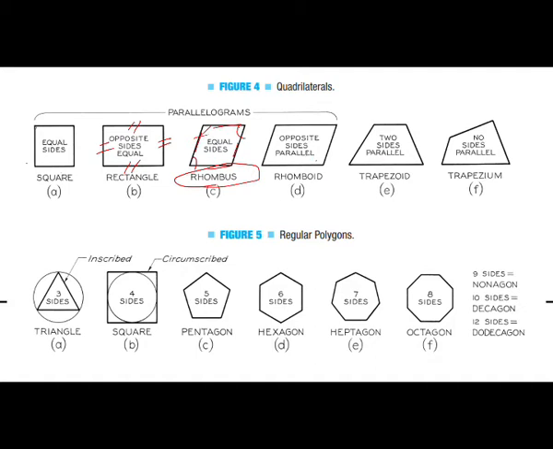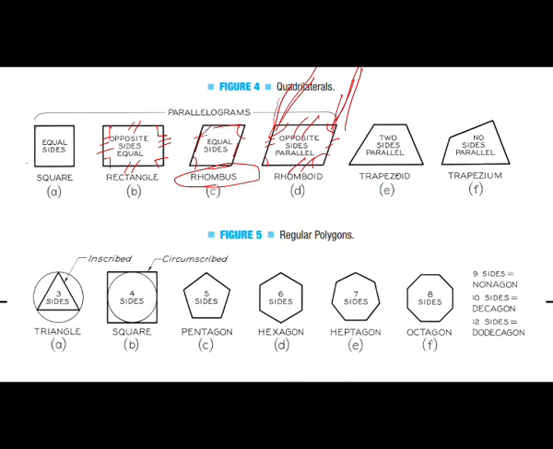Rhomboid has opposite sides parallel, this side and these sides are parallel. Parallel sides cannot meet even at infinity, they will not cross, that is called parallel. And these two sides are parallel with some angles. If it were a 90 degree angle, it becomes a rectangle. So a rectangle always has 90 degrees. But rhombus and rhomboid have different angles.